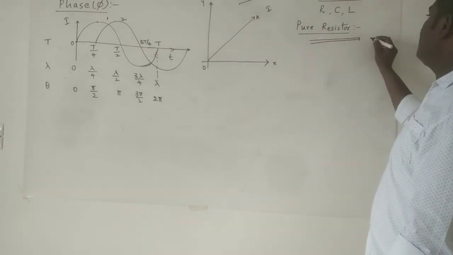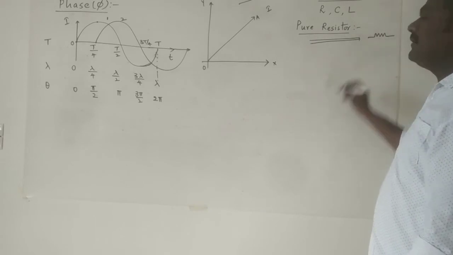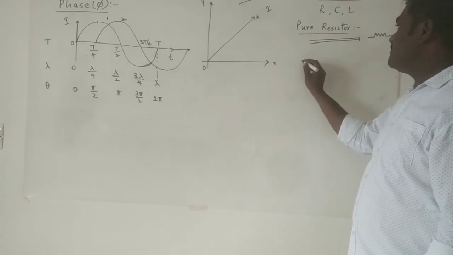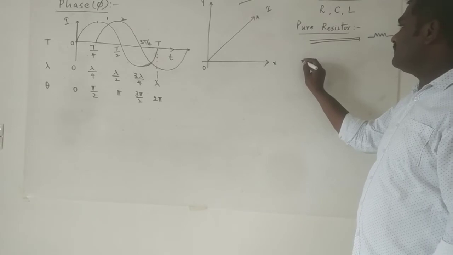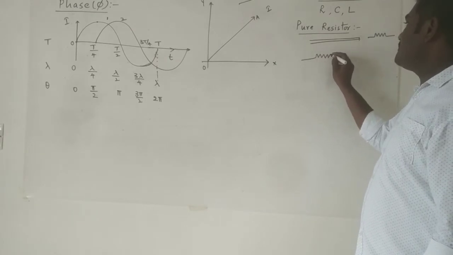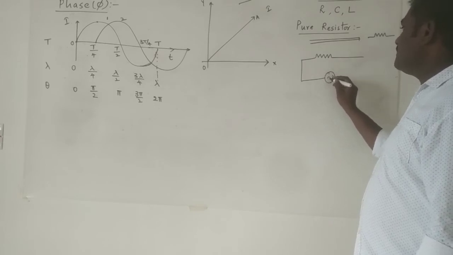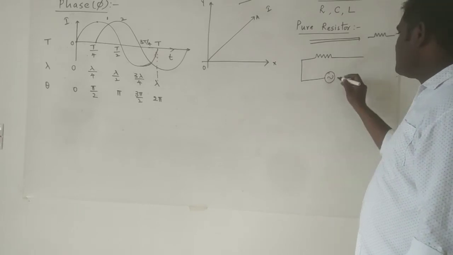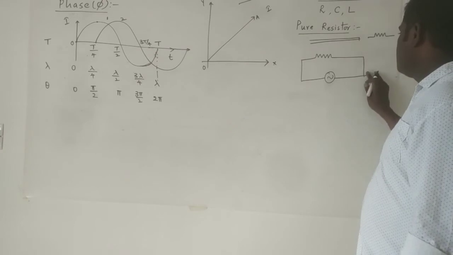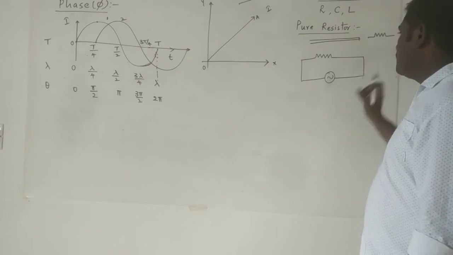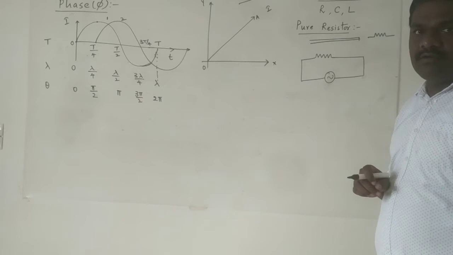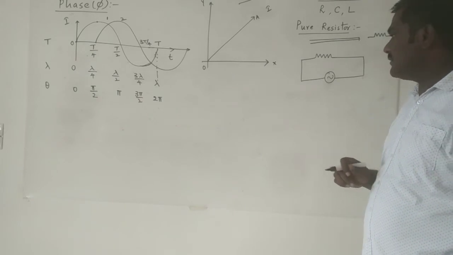You know the resistance symbol. This is the resistance symbol. Such a resistance I take here. See, this is the circuit diagram. I am going for the derivation. See, take one pure resistor, connect it to an AC source. You know this AC source symbol. In the last session I have discussed. This is an AC circuit which is containing a pure resistor.